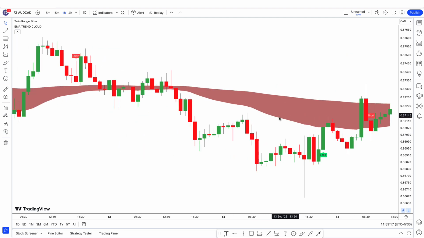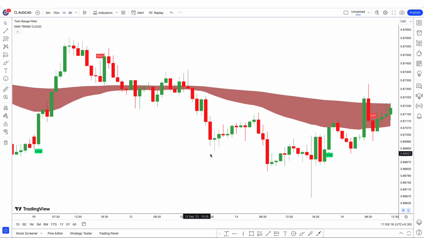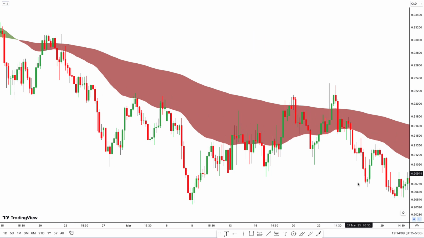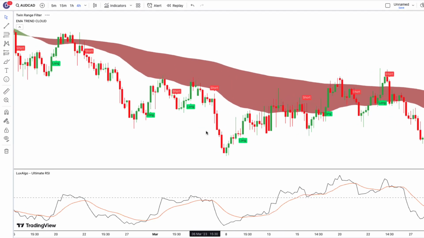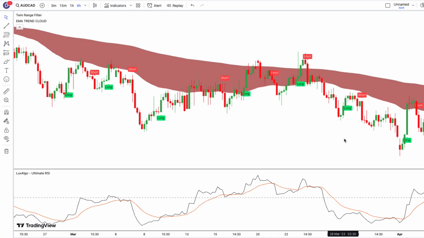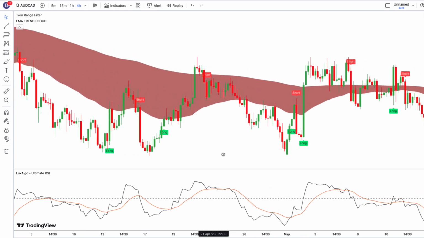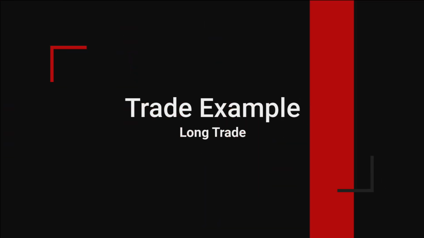Now, these 3 indicators are going to work in conjunction to give us a simple yet profitable trading strategy. The EMA Trend Cloud is going to be used for that trend identification. When it's colored green and the price is trading above it, that is a bullish trend. When it's colored red and the price is trading below it, that is a bearish trend. The Twin Range Filter is going to be our entry confirmation indicator. Whenever it says long, we're going to enter a long trade. Whenever it says short, we're going to enter a short trade. And then finally, the Ultimate RSI is going to be our short-term trend identification indicator. And we'll see how we're going to use it in the next few minutes with trade examples.